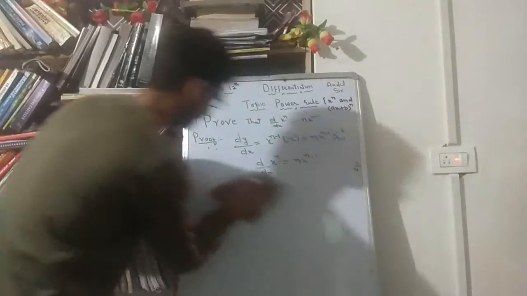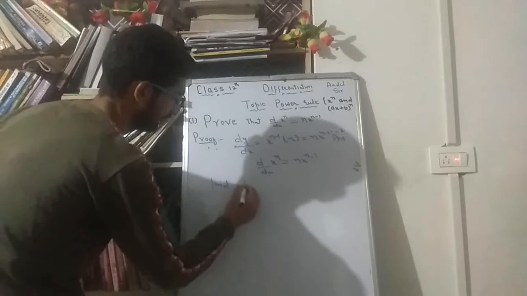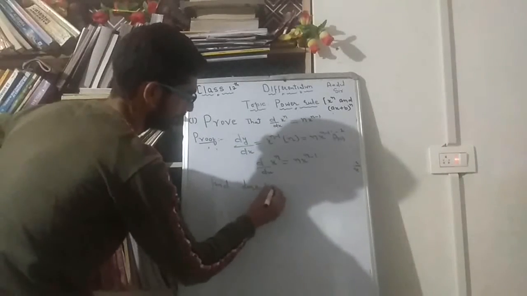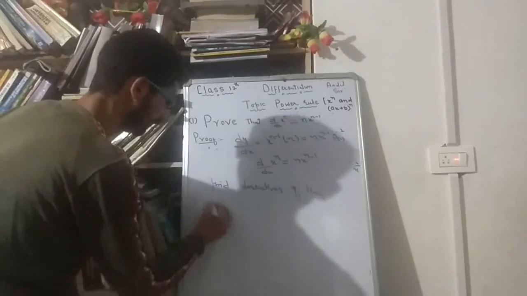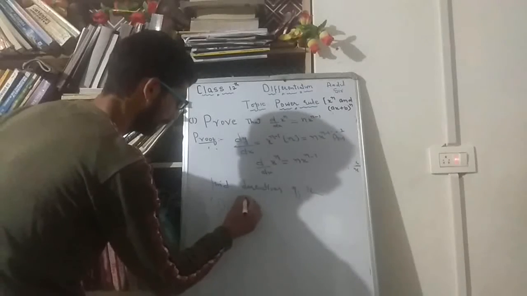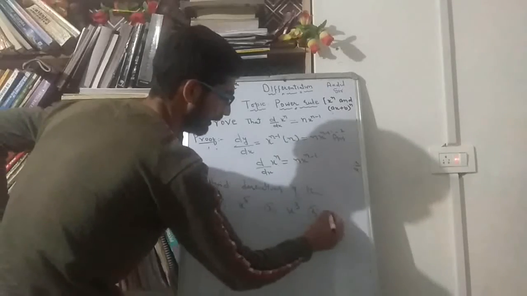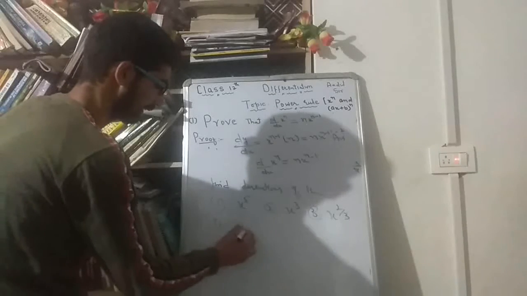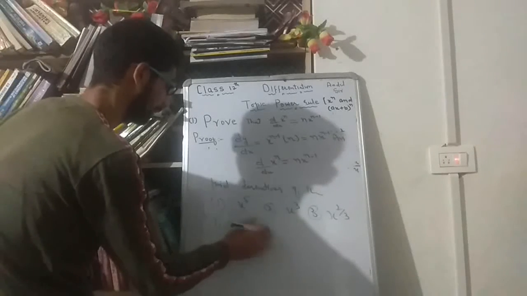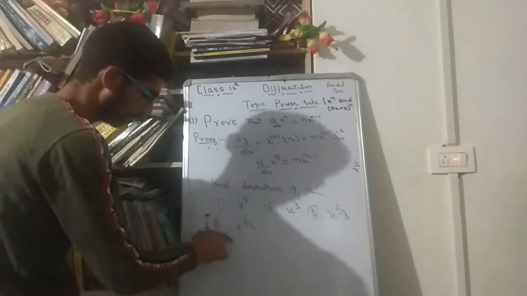So you take some examples. Find derivatives of the following. The first one is x raised to the power 5, second one is x raised to the power 3, third one is x raised to the power 2 divided by 3, and the fourth one is x raised to the power 5 divided by 2. So I will solve the fourth one.